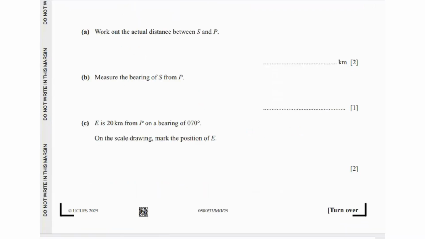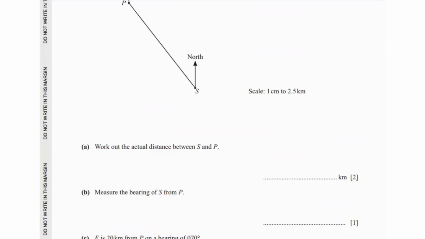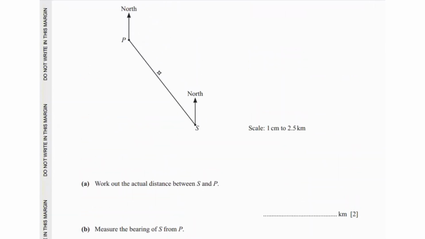Then E is 20 kilometers from P on a bearing of 70 degrees. On the scale drawing, mark the position of E. So if it's 20 kilometers, you have to find the distance for the map. For that, we divide 20 by 2.5, because now you find the distance for the map, not the actual distance. So 20 divided by 2.5 is 8.